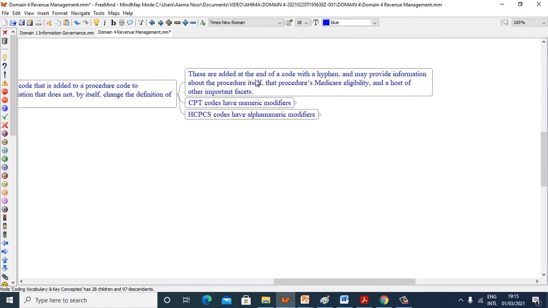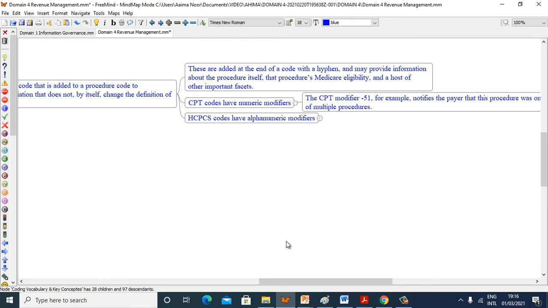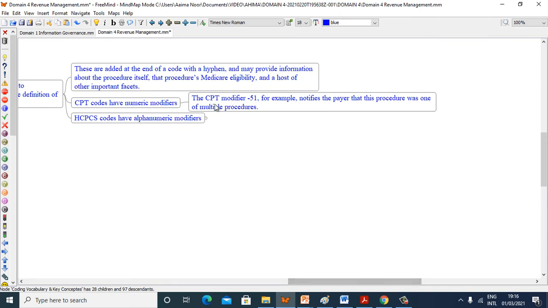These are added at the end of a code with a hyphen and may provide information about the procedure itself, procedures, Medicare eligibility, and a host of other important facets. CPT codes have numeric modifiers. CPT modifier 51, for example, notifies the payer that this procedure was one of multiple procedures.